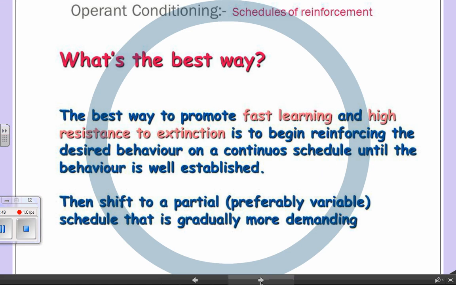Okay, so what's the best way to promote fast learning and high resistance to extinction? Yes, I need to begin reinforcing the desired behavior on a continuous schedule until the behavior is well established, and then I have to shift to a partial, preferably variable schedule that is gradually more demanding towards the right behavior. This is the correct answer. I want you to learn it by heart and have it in your mind if they ask you questions like this.